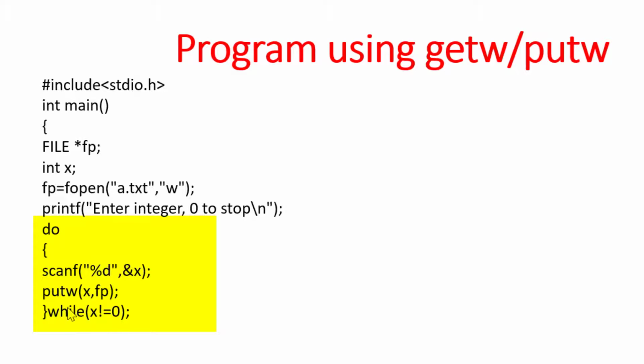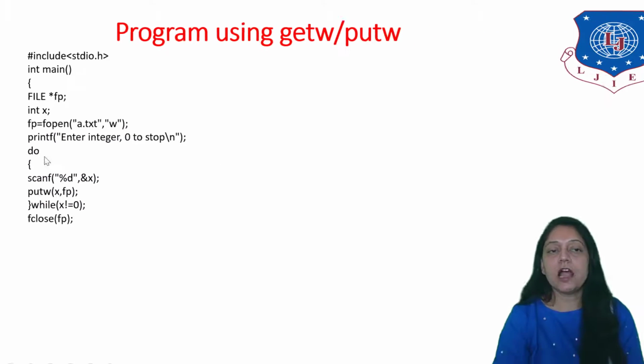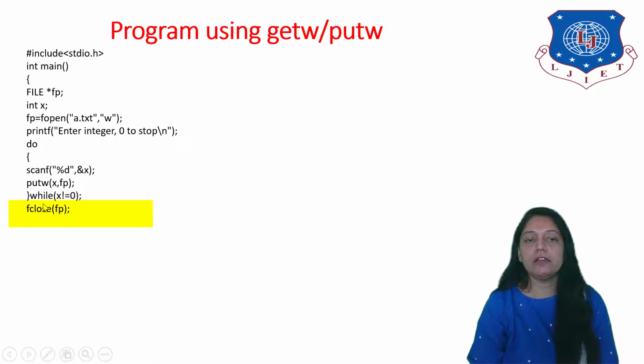This loop should be executed for how long? For that I have given the condition that the value of x should not be equal to 0. So unless and until the user presses 0, you go on reading each integer value one by one and store it in the file. Once we enter 0, this loop will be exited or stopped. After writing inside the file, close the file using the fclose function.